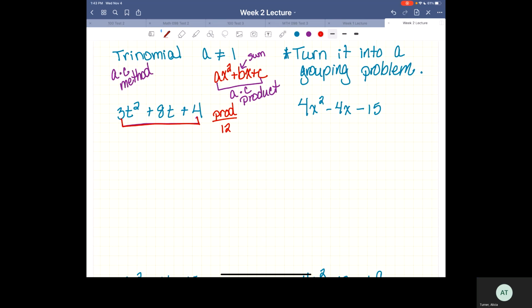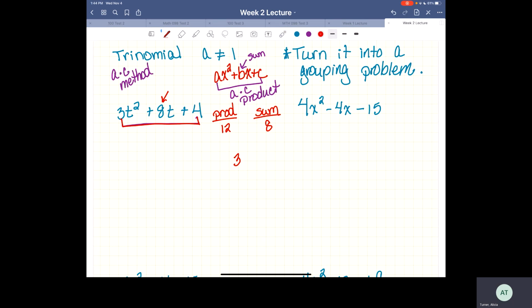Okay. My sum is still this middle number. So my sum is 8. I don't have to multiply or do anything to find my sum. It's my B value, whatever's with that X, or in this situation, the T. So I still find two numbers that multiply together to give me 12, and added together give me 8. I'm still doing that.